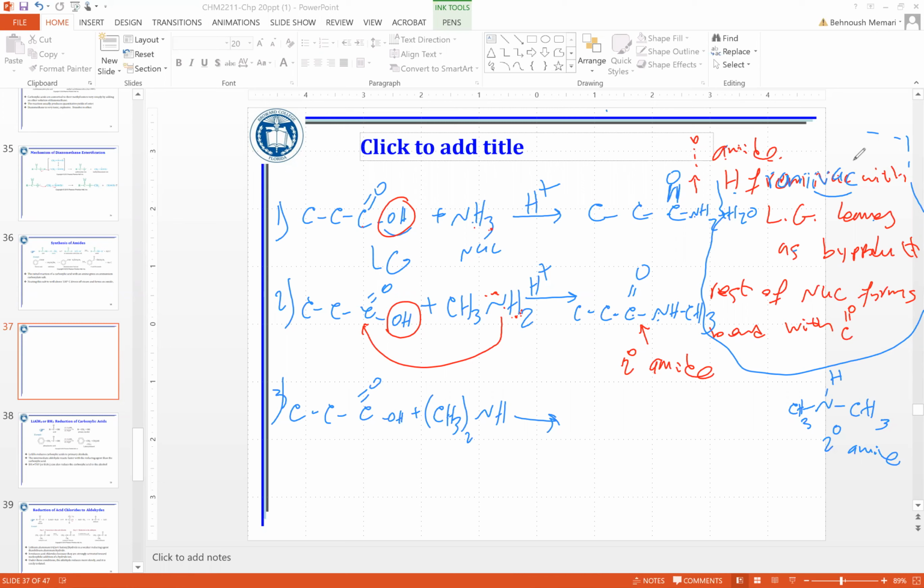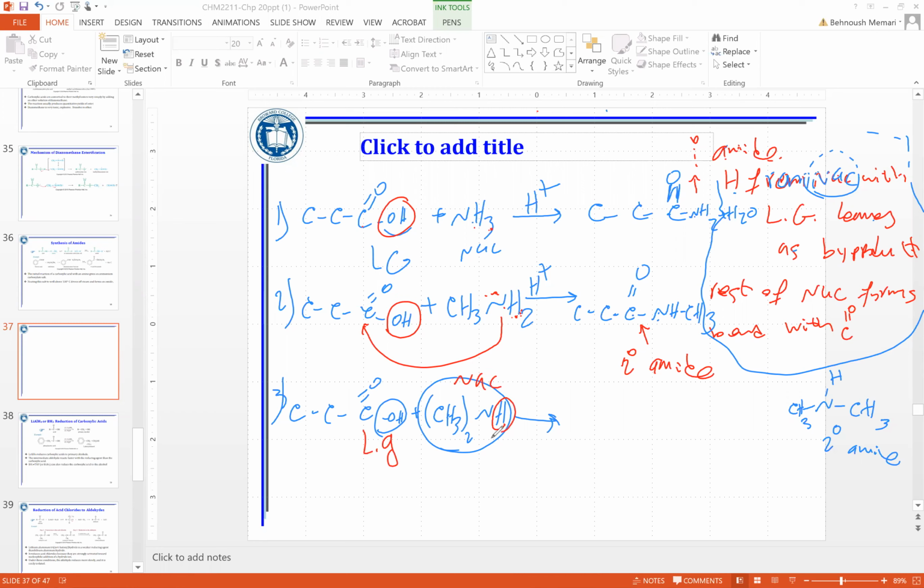Hydrogen from the nucleophile. What's your nucleophile? Is it OH or the amine? With the leaving group, what is the leaving group? Is the leaving group the amine or the OH? OH is the leaving group and the amine is the nucleophile.